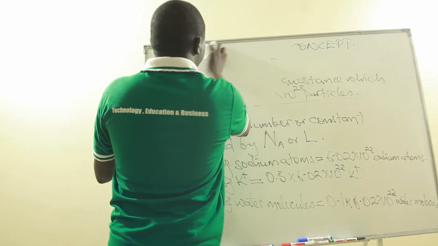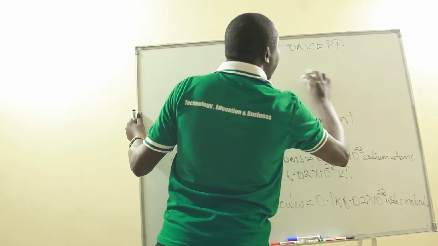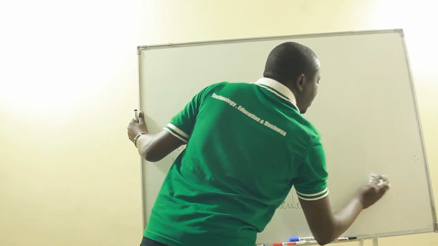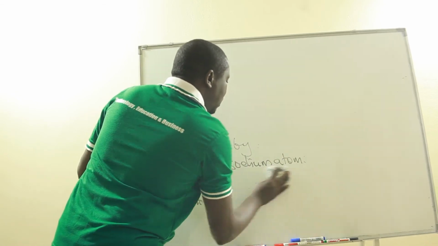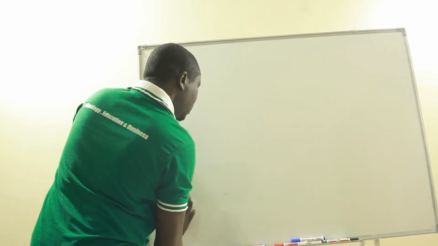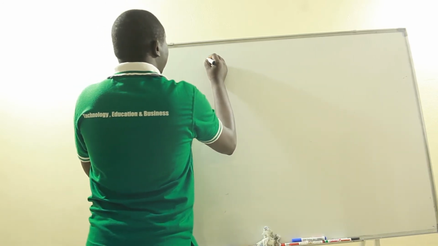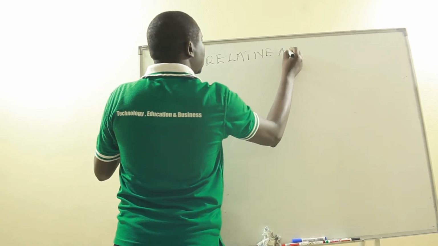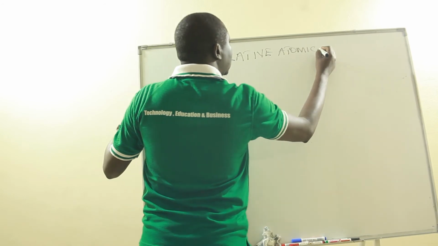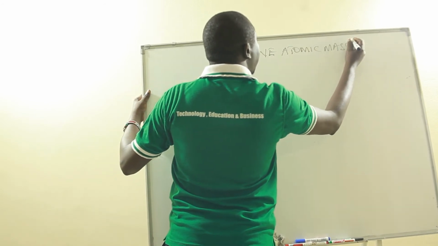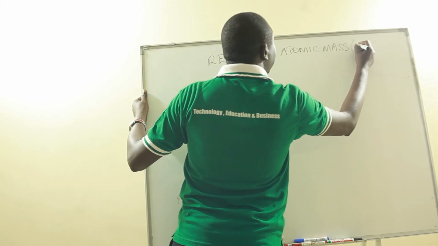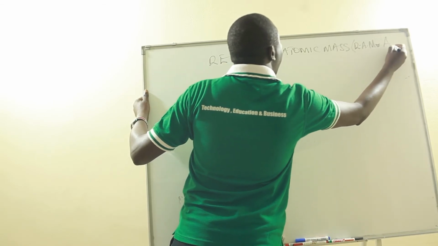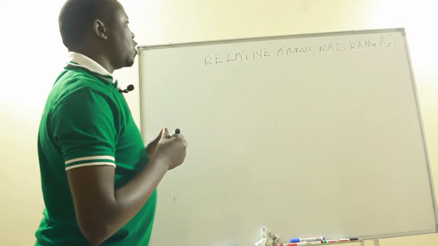So putting that one aside, let us look at something else, what we call the relative atomic mass. Relative atomic mass is denoted by RAM or Ar. That's what we call relative atomic mass.